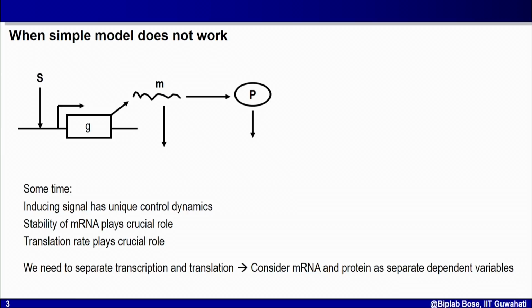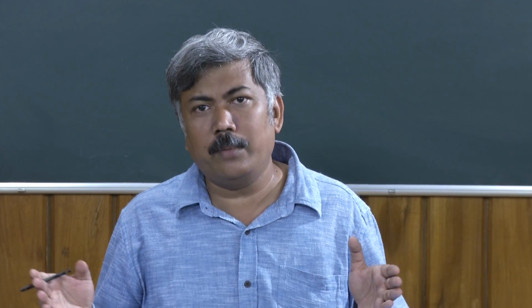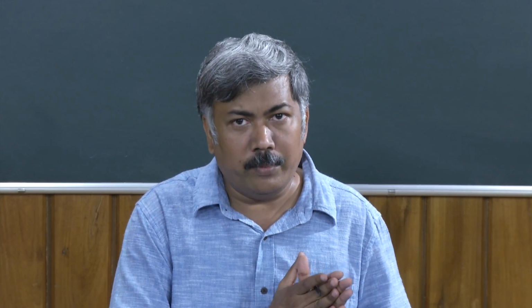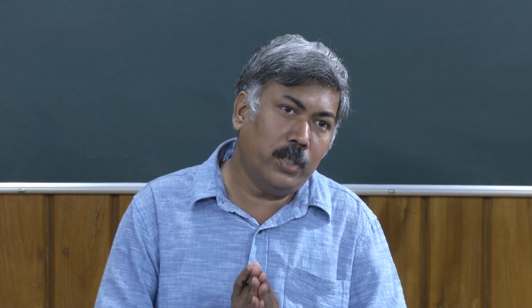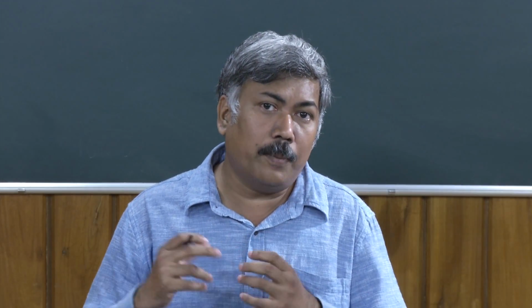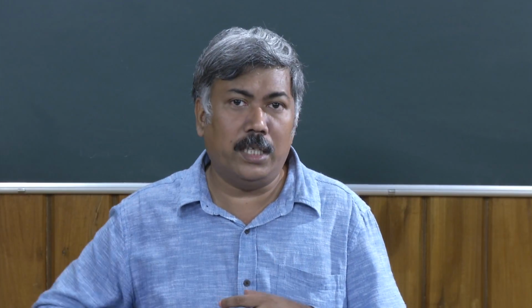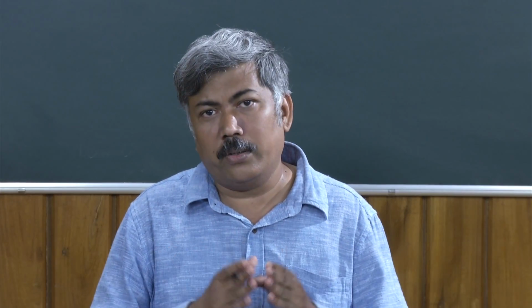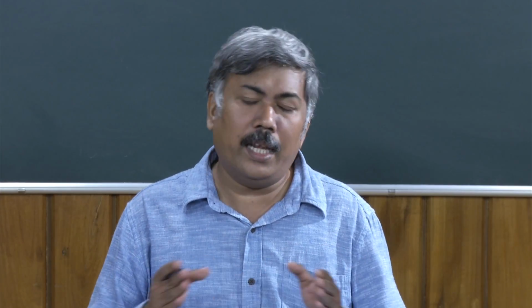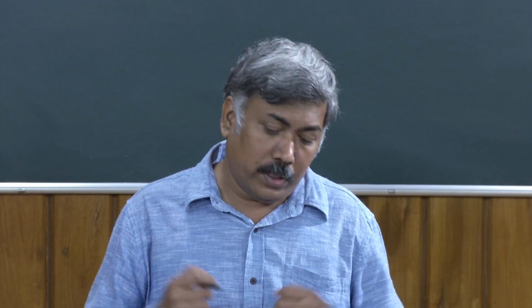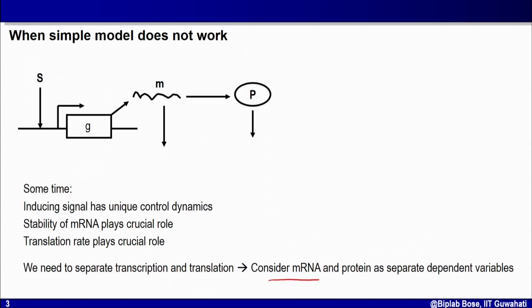So suppose I want to study the effect of stability of mRNA on the dynamics of the protein concentration in the cell, then I have to consider transcription and translation separately, because I want mRNA as a dependent variable also. Similarly, if I want to look into the rate of translation as a separate parameter, and study the effect of different rates of translation on the dynamics of the protein, then I may have to separate out transcription and translation, model them, and write the ODEs separately. So if I separate them out, then I will consider mRNA and protein as separate dependent variables.